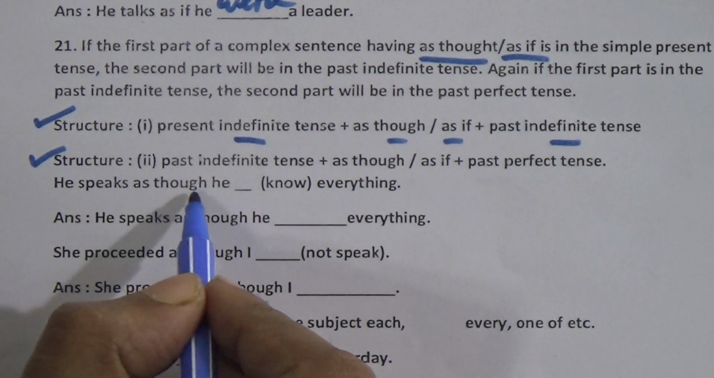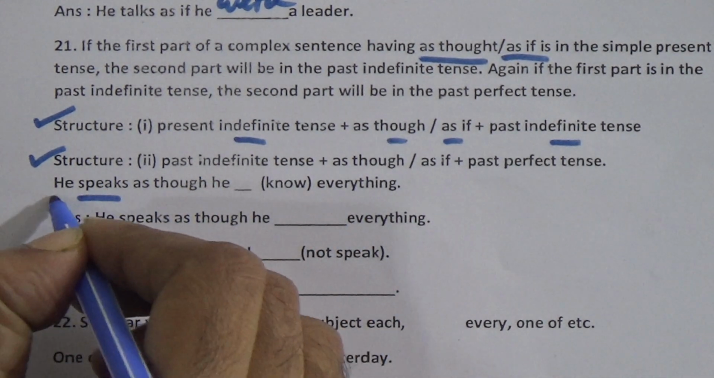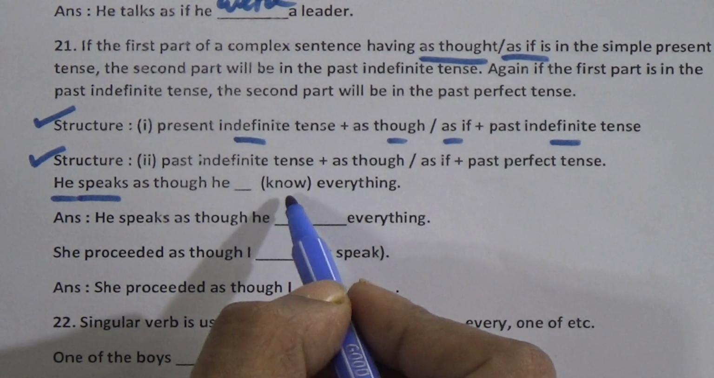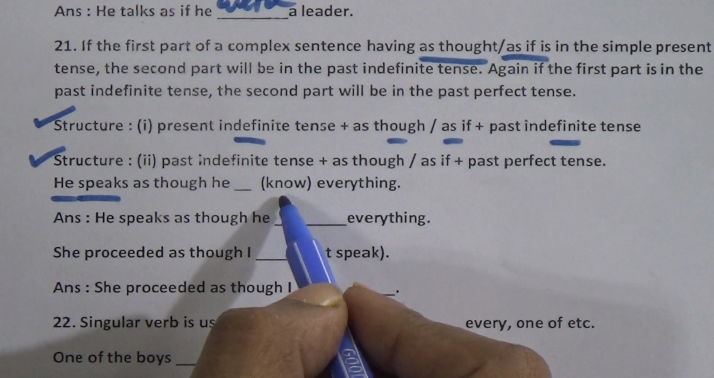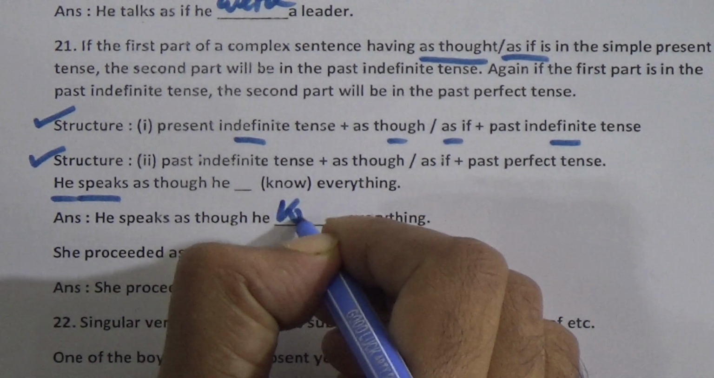He speaks as though he know everything. So here "he speaks" is in present indefinite tense. So the verb in the bracket will be in past indefinite. He speaks as though he knew everything.